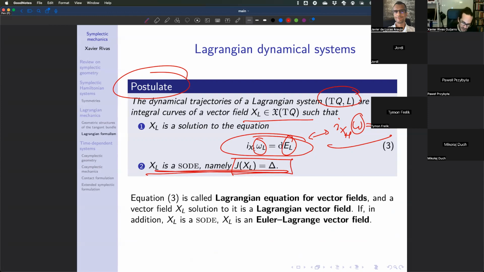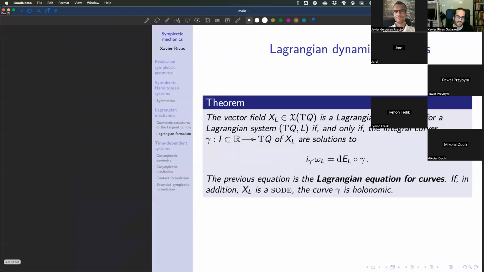These equations are called the Lagrangian equation for vector fields. A vector field solution to this equation is a Lagrangian vector field. And if it is a SODE in addition, then it will be said to be an Euler-Lagrange vector field. So sometimes we will talk about Lagrangian vector fields or Euler-Lagrange vector fields, but most of the time we will ask this SODE condition. And this is fun because in the regular case, we get this condition for free, as we will see right away.